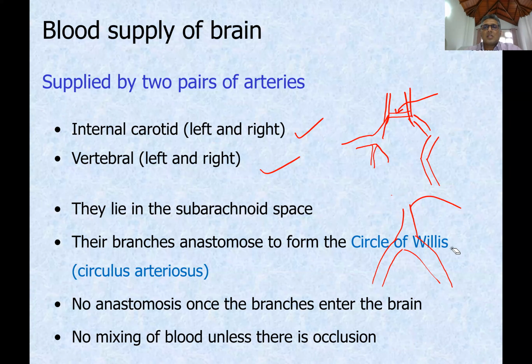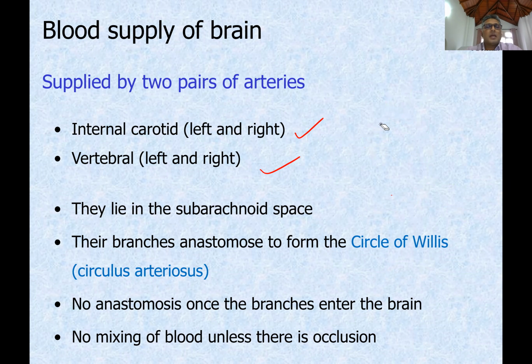Anyway, so you have an anterior circulation which is fed by the internal carotid arteries, and posterior circulation fed by the two vertebral arteries. And by now you already know that these arteries lie in the subarachnoid space. And I'll show you on the next slide. And the branches anastomose to form the circle of Willis, which I just showed you. Okay, I'll show you with this one.